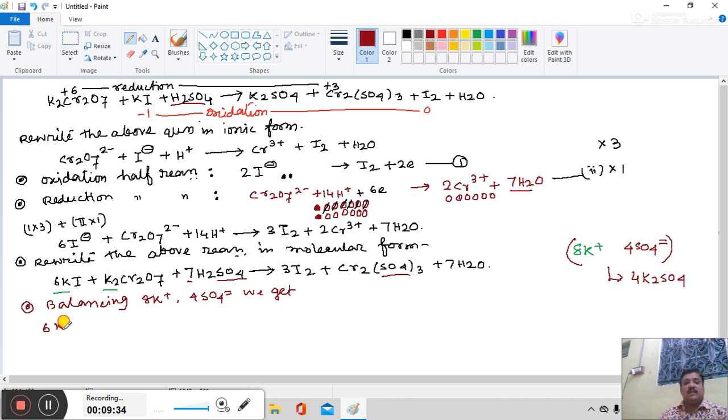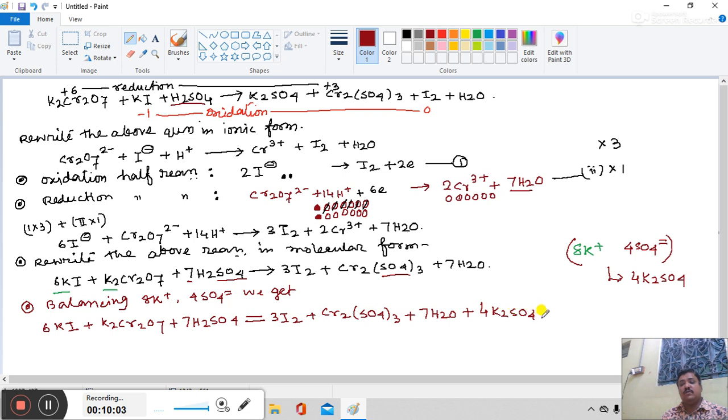So in the last step we get 6KI plus K2Cr2O7 plus 7H2SO4 equals 3I2 plus Cr2(SO4)3 plus 7H2O plus 4K2SO4. Now, in this step, balancing of the chemical reaction is complete by the ion electron method.